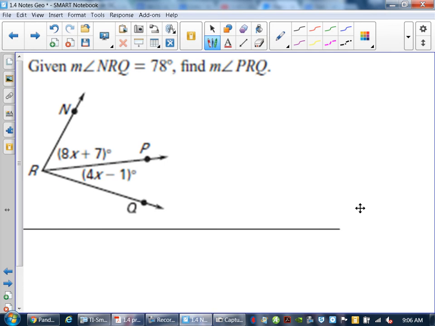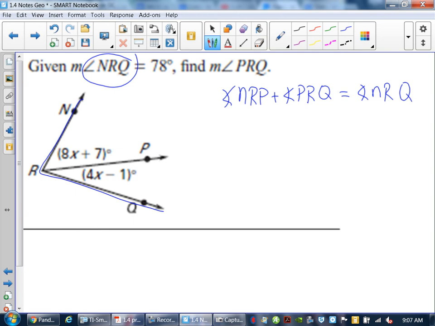We're getting there. Let's start with what we know. We know the big angle, the whole thing, NRQ, is 78. So we start by writing down what we have. We have angle NRP plus angle PRQ has to equal angle NRQ. Always start with that. The reason I start with that is because now I can figure out which parts go where. That's the idea here.